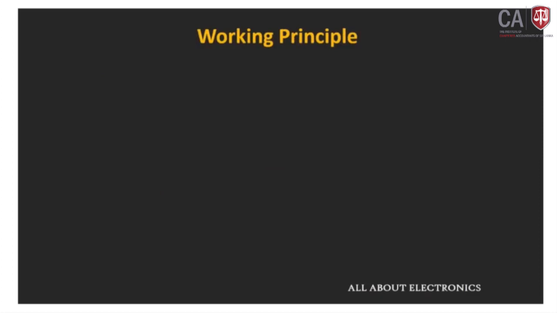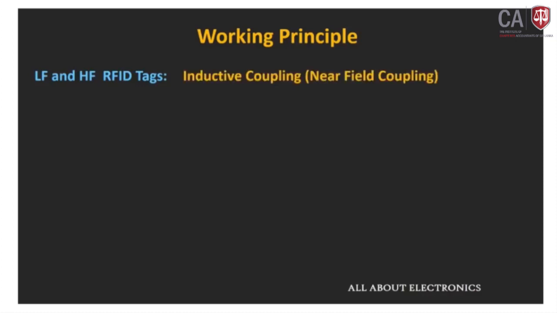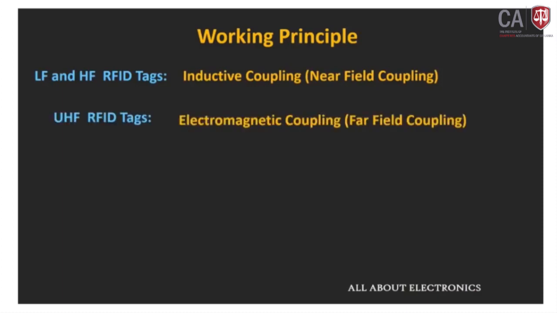This working principle also depends upon the frequency of operation. For the low frequency and the high frequency operation, the working principle is based on inductive coupling, while in the case of ultra high frequency RFID tags, the working principle is based on electromagnetic coupling. First of all, let us see the working principle for the low frequency and the high frequency RFID tags.